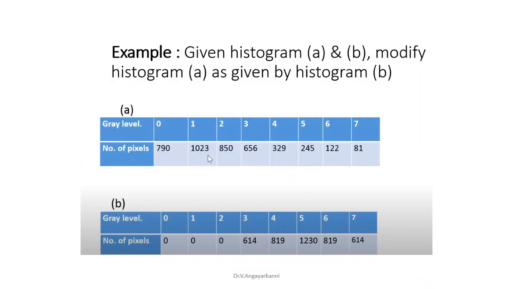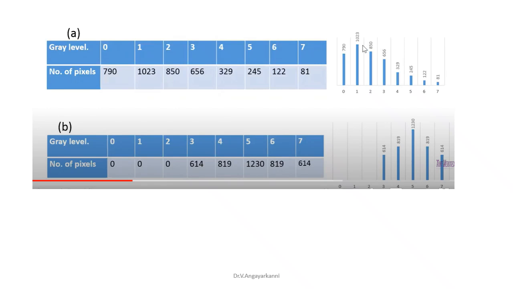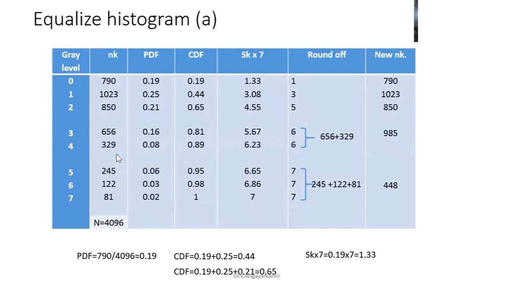Given histogram A and B, modify histogram A as given by histogram B. Like the previous example, we have to calculate the histogram. For the first one, we calculate the graph, just the graph shown with the number of pixel values. Now calculate the first table.